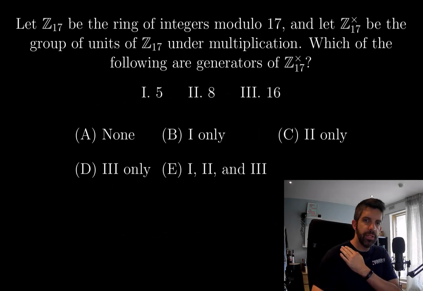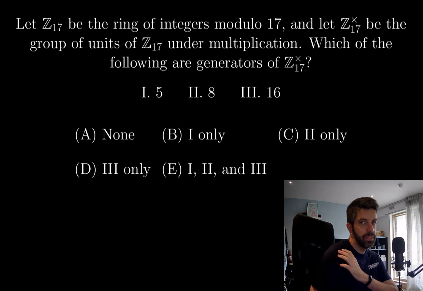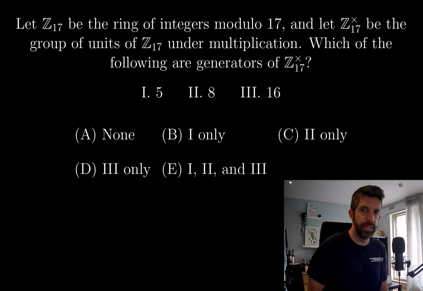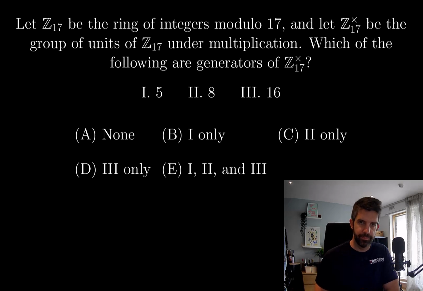Let Z17 be the ring of integers modulo 17, and let Z17x be the group of units of Z17 under multiplication. Which of the following are generators of Z17x? So we're provided with the options 5, 8, and 16, but some combination of them could be true.